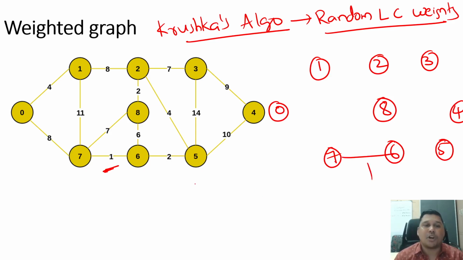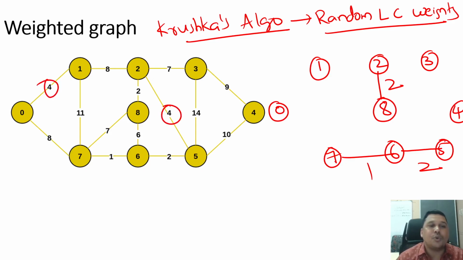Then what is the next minimum cost one? I have 2 here. I have 2 here. Before including, you always have to check: is it forming a cycle? No. If I include this, it is not forming a cycle. If I include this, it is not forming a cycle. Then what is the next minimum cost one after 2? Do I have 3? No. Do I have 4? Yes. There is one 4 here. There is another 4 here. But if I include that, is it forming a cycle? No, it is not forming a cycle. If I include this 2 to 5, is it forming a cycle? No, it is not forming a cycle.